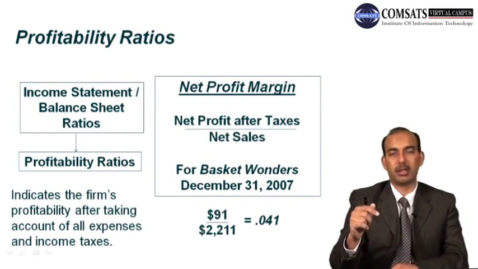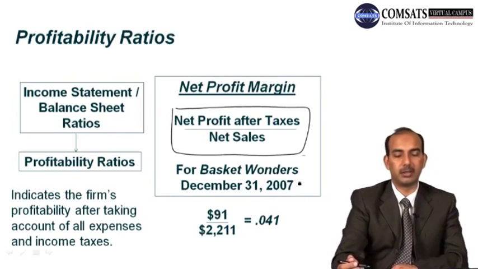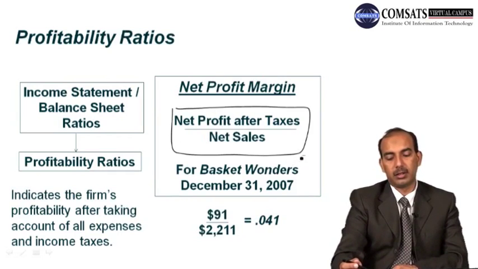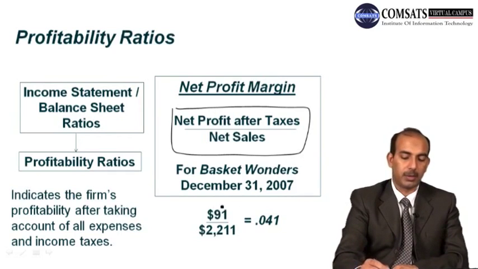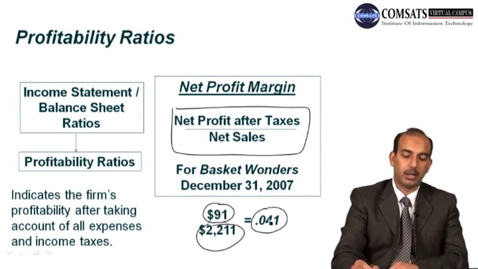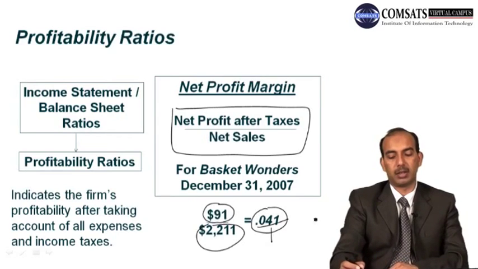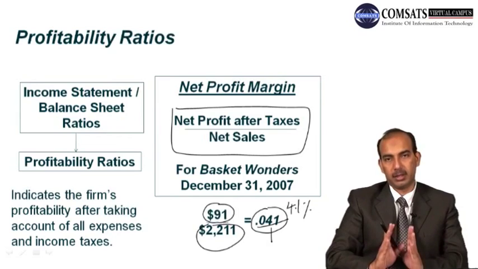So the net profit margin, we can get it using this formula here, by dividing the net profit after taxes by net sales. So for basket vendor, we had a net profit of $91 and we divide it by our total sales to get an amount of 0.041. It means every unit of sale is contributing 0.041 units of profit. And if we talk in percentage, the net profit margin is 4.1%. It means for a sale of $100, there is a profit of $4.1.